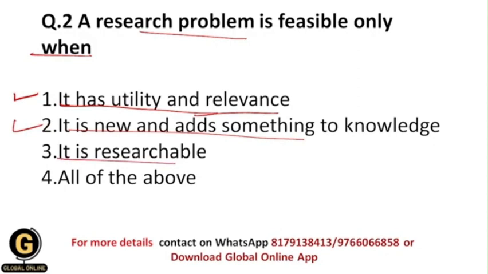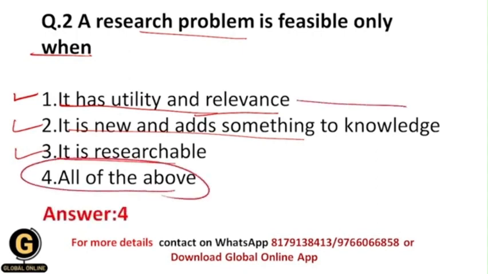Research is researchable. It is really the most important concept. If somehow the research problem is not researchable, then obviously you cannot do the research further, and that's why the research problem should be researchable, and after that it will be feasible. Okay, so this is another option when the research problem is feasible, and that's why the correct answer to this question is 4, that is all of the above, because in all of these situations the research problem is feasible.